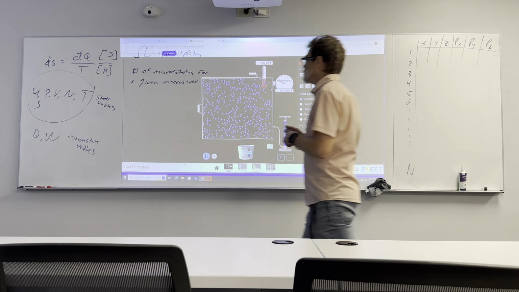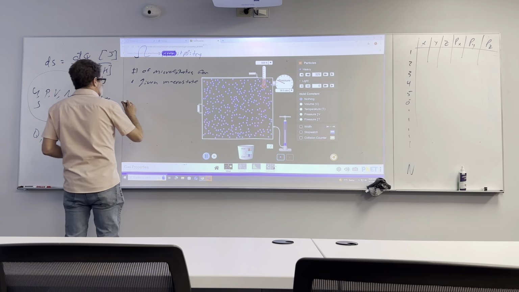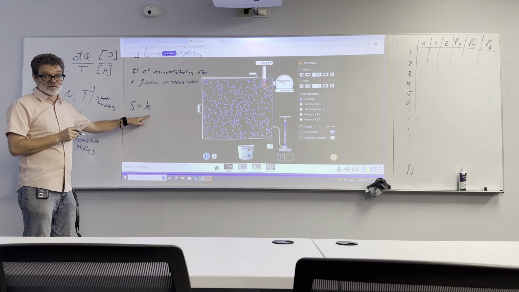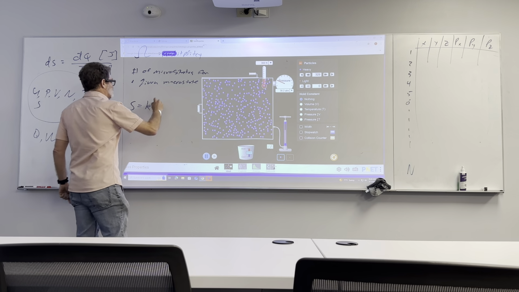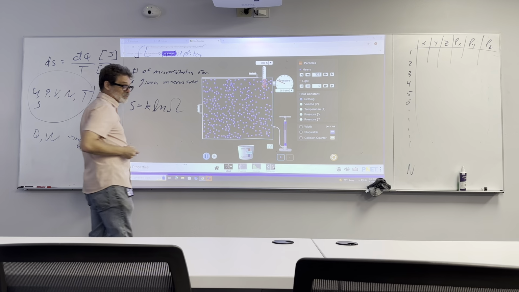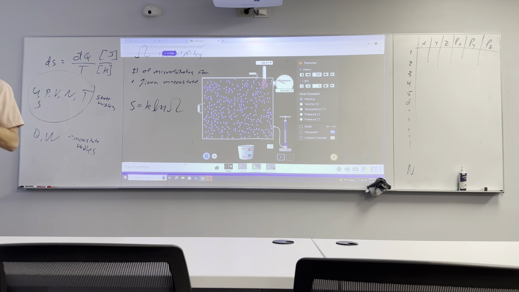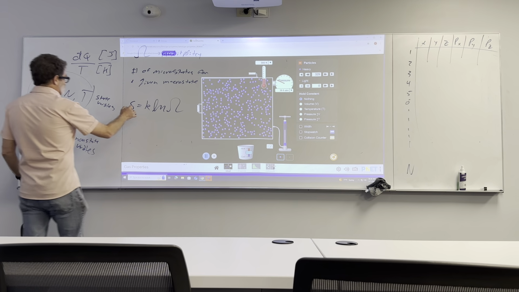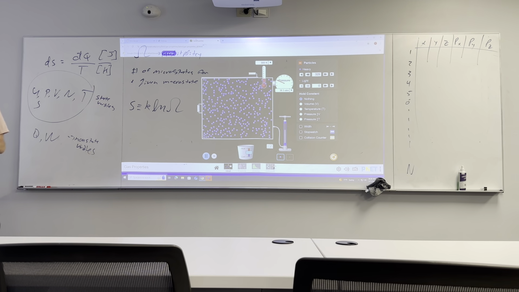Okay, what does that have to do with entropy? Entropy, S, is the Boltzmann constant. Remember we talked about the Boltzmann constant? Times the natural log of the multiplicity. That's the definition of entropy, so put a triple equals there. That's how we define it: k times the natural log of the multiplicity. And the multiplicity is just the number of ways I can arrange the particles for a given state.